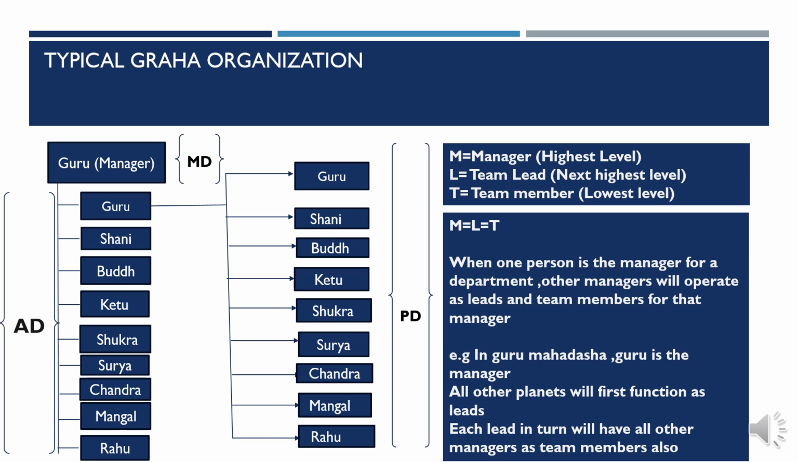Now grahas are different. They function as managers, they function as leads, they also function as team members. So when one graha is the manager, the remaining grahas will function as the leads and the team members simultaneously. Now again the same concept applies. If there is a friction between the lead and the manager, or the team member and the lead, or the team member and the manager, the end result is going to not be good.